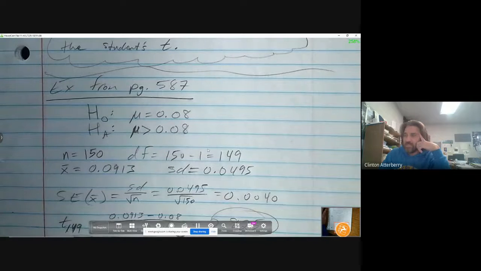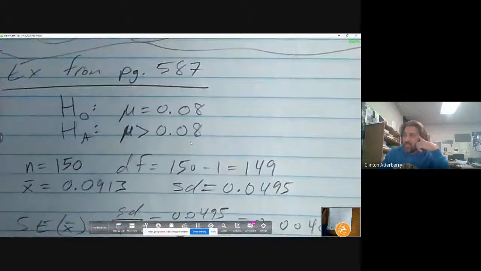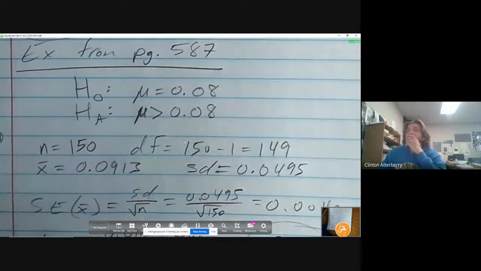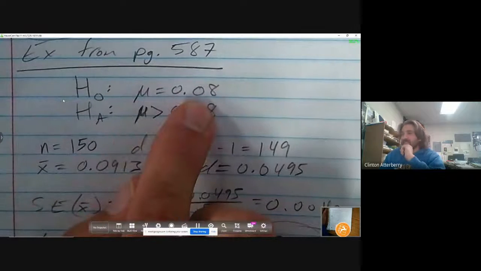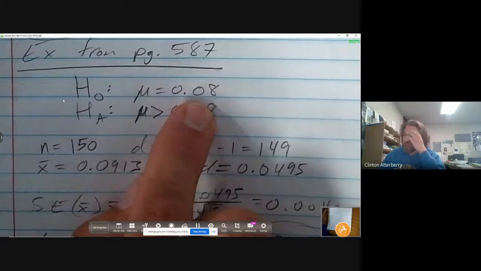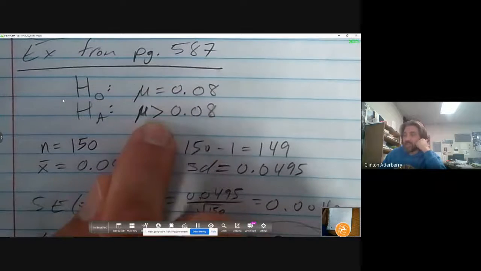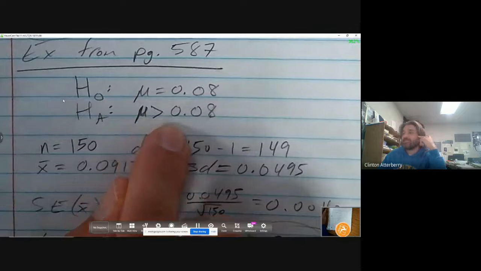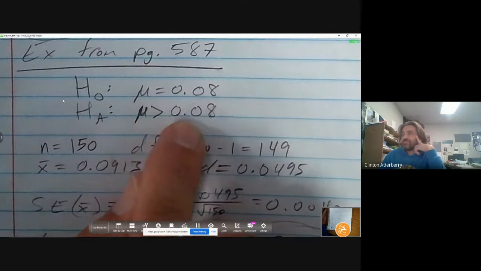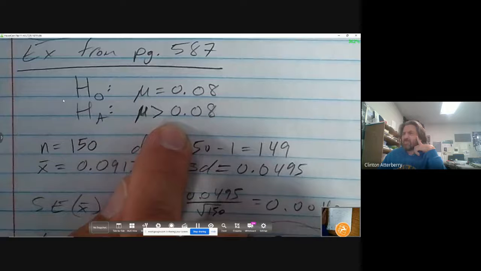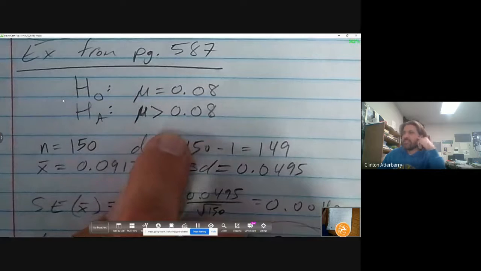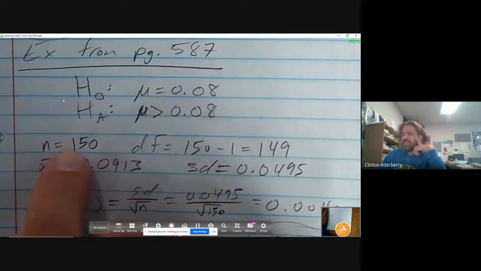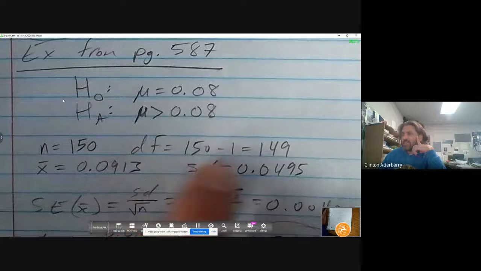Okay, and that's where we do all the stats we're doing while we're doing this. Our null hypothesis is that it is at 0.08, that it's not greater than 0.08. So we're testing to see if the sample collected proves that it's above 0.08, okay? So the sample size is 150, so our degrees of freedom will be 149.